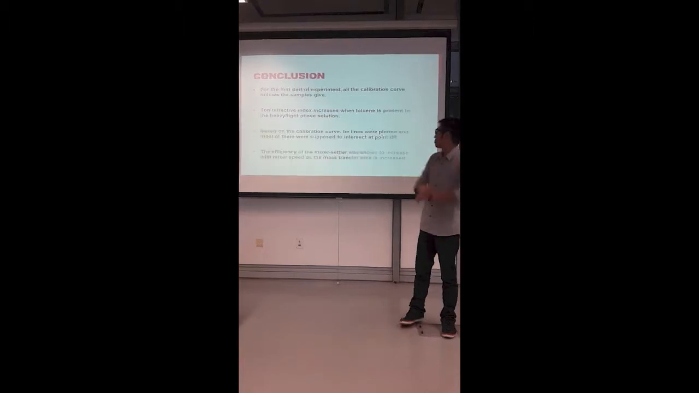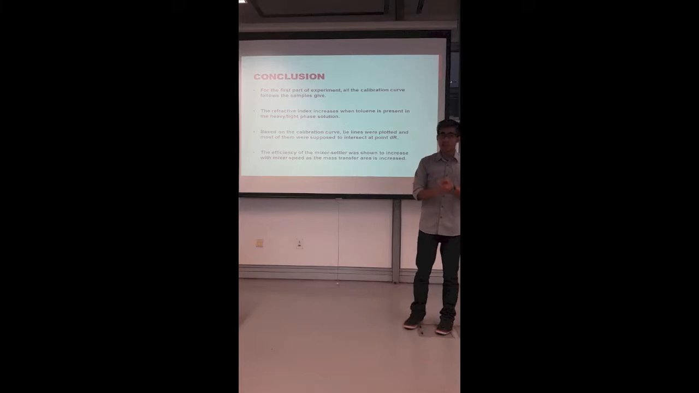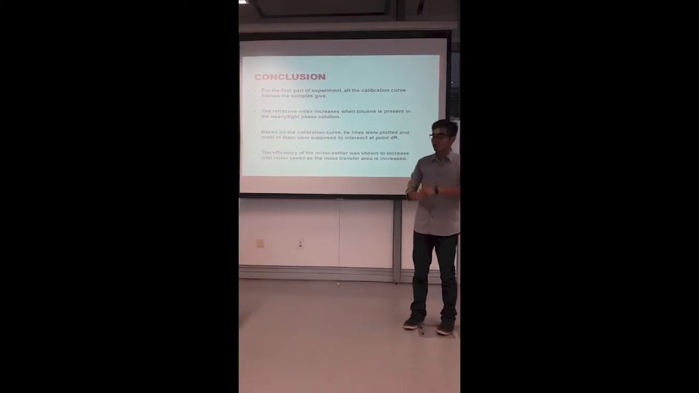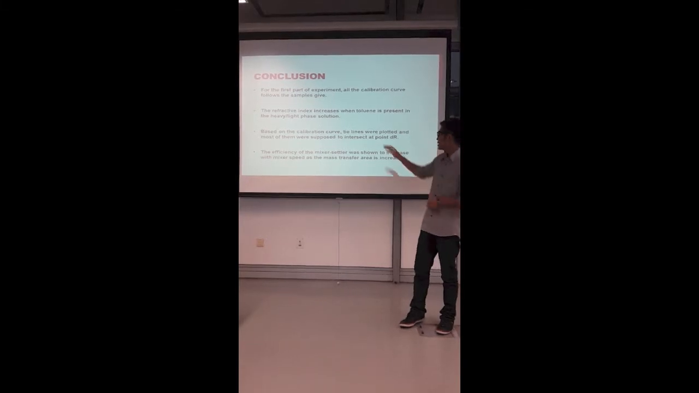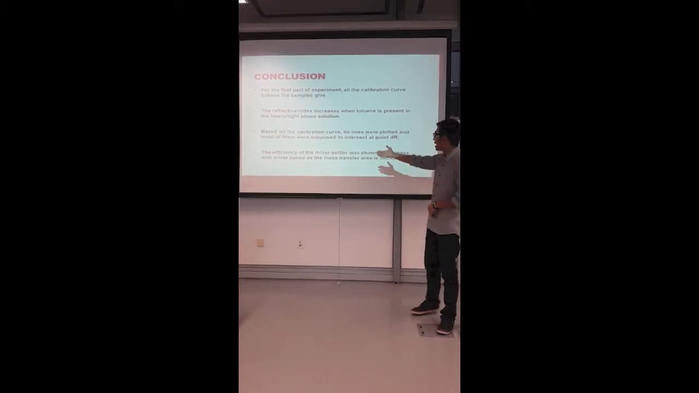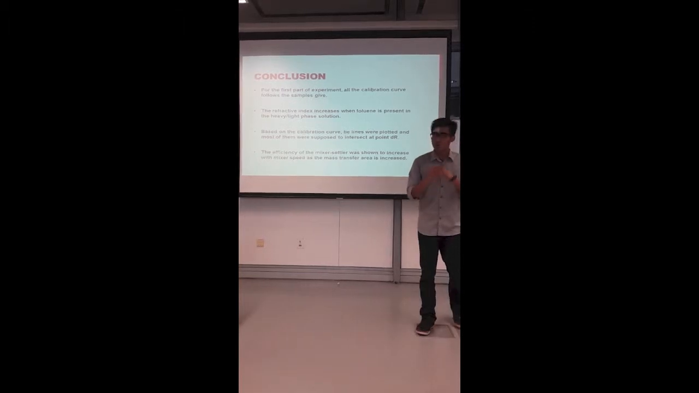So what's the conclusion? The conclusion is the refractive index increases when toluene is present in heavy and light phase solution. And also based on the calibration curve, the lines were plotted and most of them did not intersect at point R. This may be because of the errors. And lastly, the efficiency of the mixer settler was shown to increase. So the efficiency increases as the stir speed increases.